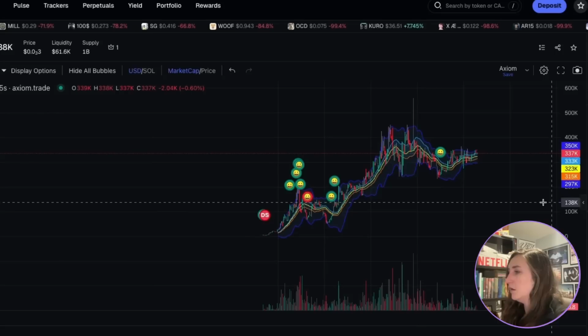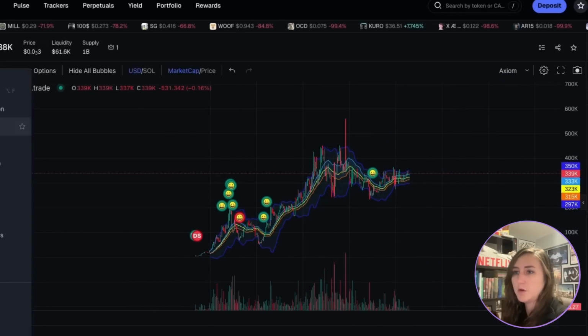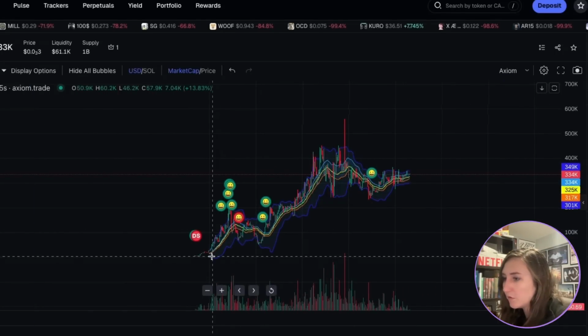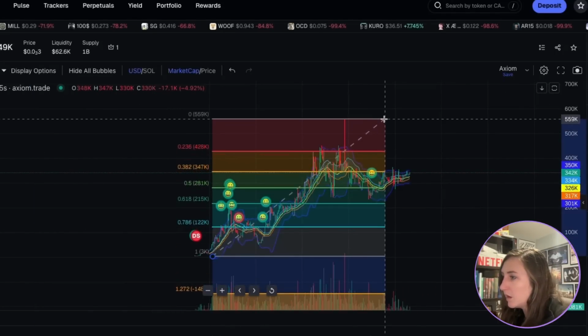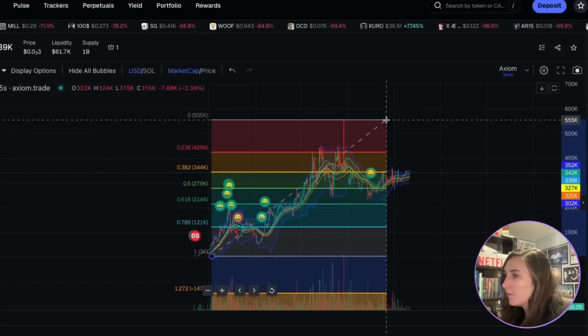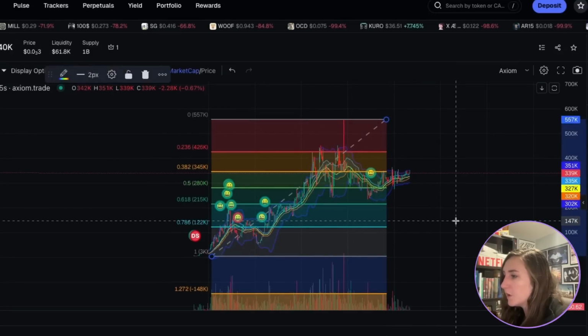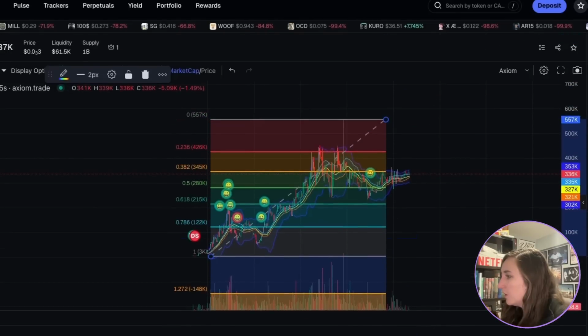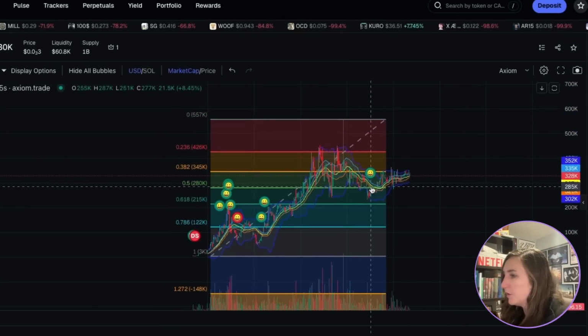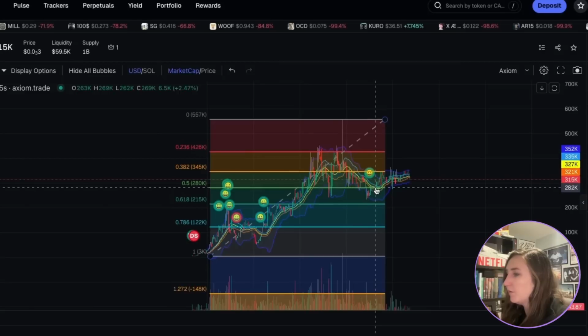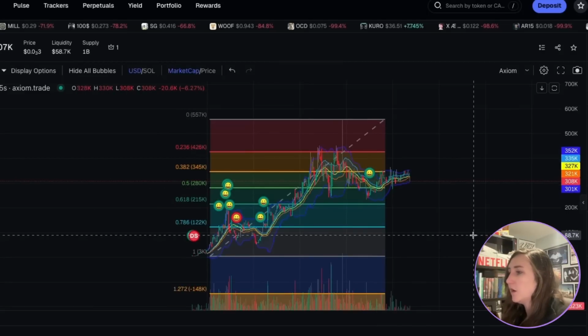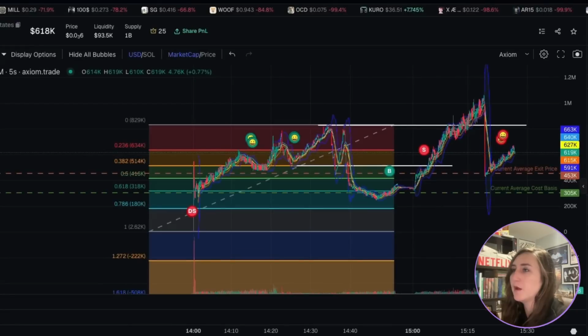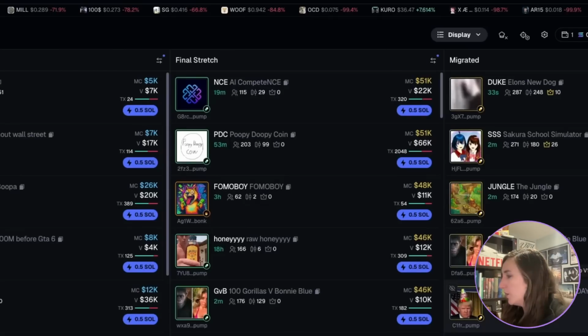Might have already hit, I don't know. There's a lot of smart money wallets in this one too. So let's go ahead and see. So it hit the resistance area. We do have 385 pro traders in it though. 12% bundled. Came down to our 0.5. Probably have to come back and see about that one. We'll keep moving.